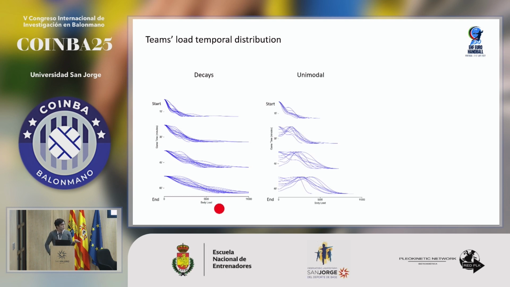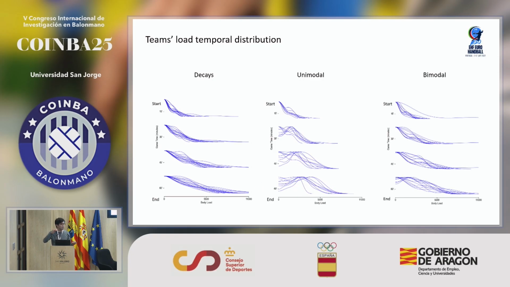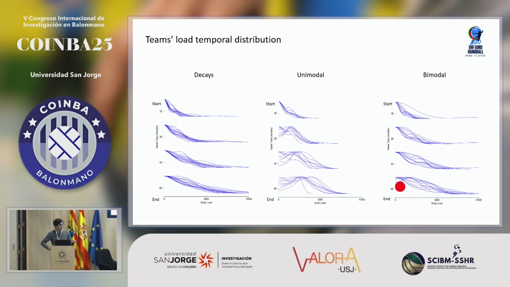That is, we have the core of the team here with a similar load. Then we have some with low load and some with higher loads. Then we have a bimodal distribution. This is like a wave where we have one peak here that is the reserves, and then we have a lower peak here that is the main players.